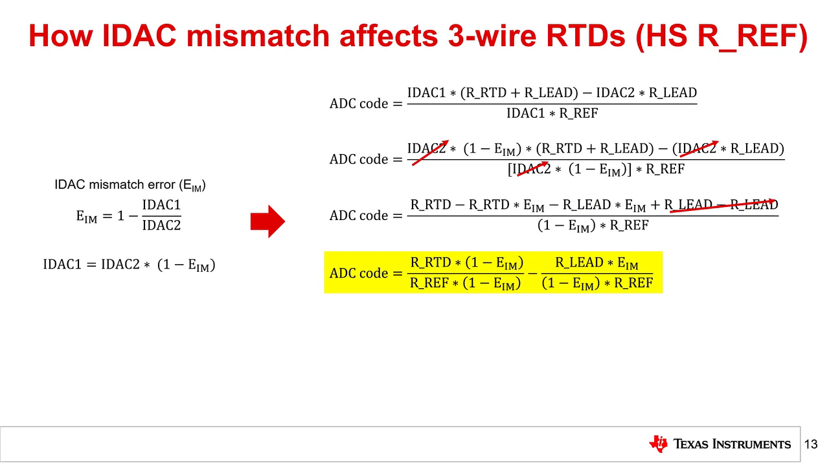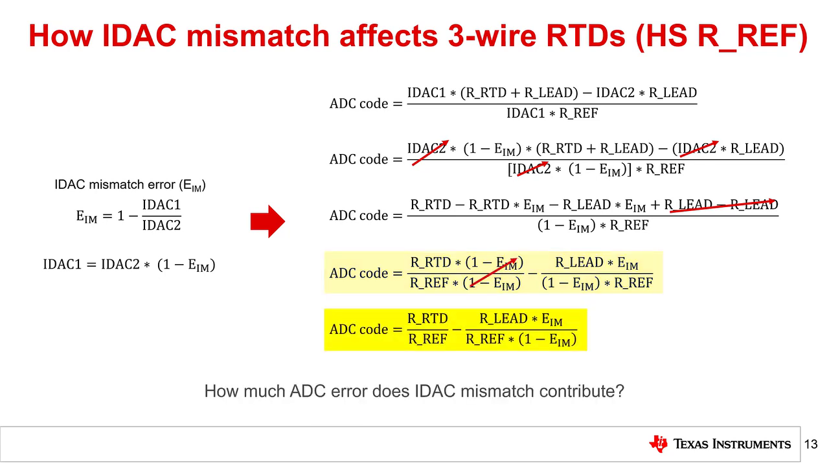One further simplification allows the 1 minus E1 term to be cancelled out from the RRTD divided by RREF term. Finally, rearranging terms results in an equation that separates the RRTD and Rlead terms. This form of the equation helps us answer the question, how much ADC error does IDAC mismatch contribute to the system?